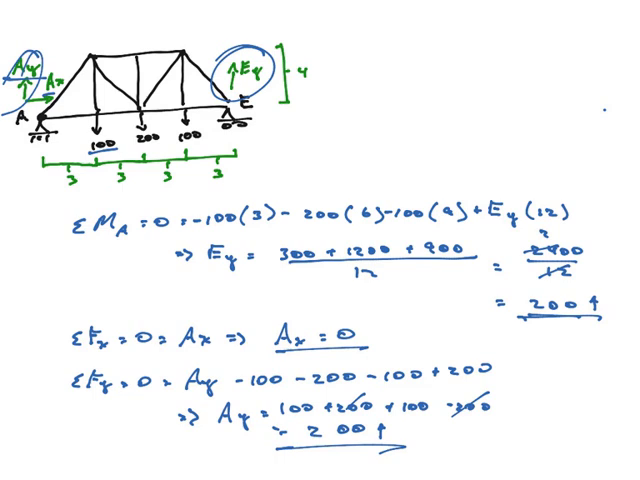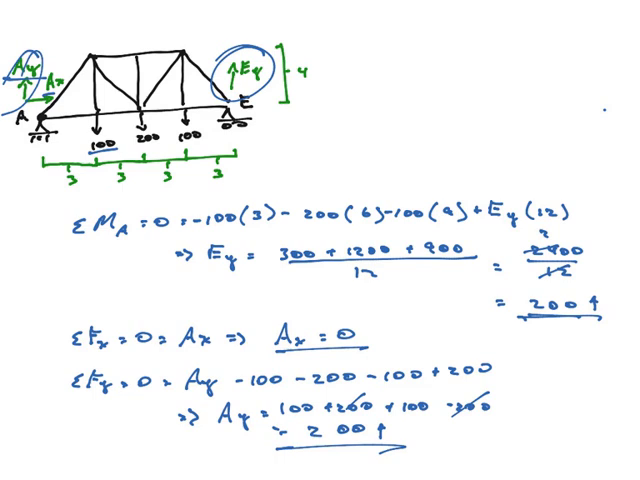What it means is my guess was wrong, or my guess was correct if it was positive. In this case, I got two positive answers for E and A, which means I had guessed correctly, I had guessed upwards, so they are upwards.